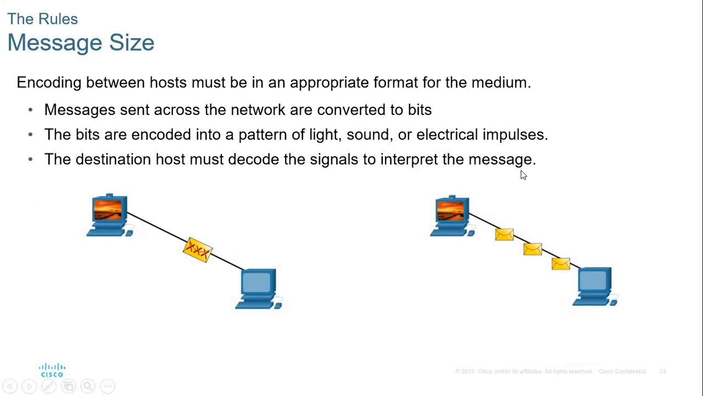Messages sent across the network are converted into bits. First point, these bits are encoded into a pattern of light or sound or electrical impulses. And at the end, the destination host must decode the message by using the decoding process to interpret the message.